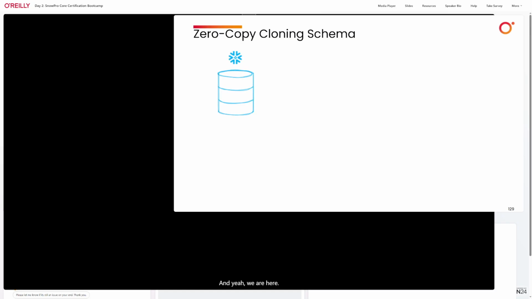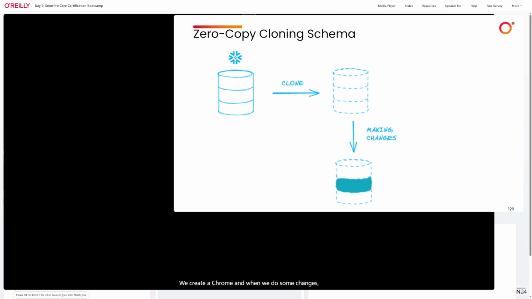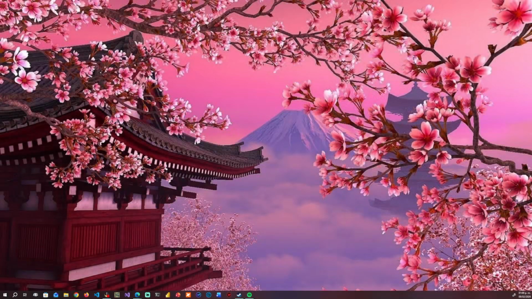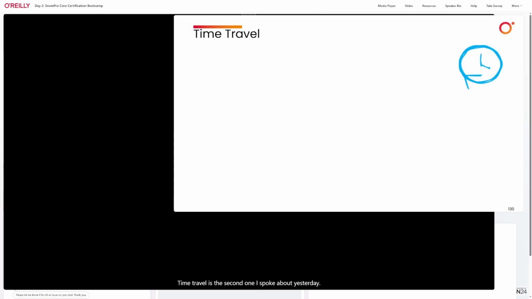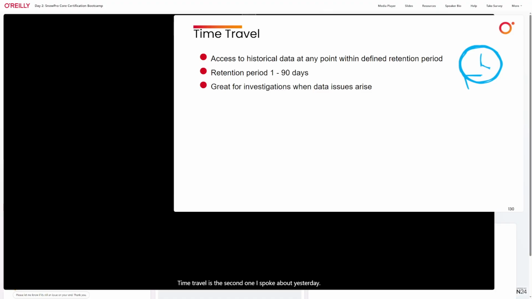And yeah, we have simple schema. So we have original object, we create a clone, and when we do some changes, the changes are done only on that small portion of the data, meaning on that micro partition level. Also, only the micro partition will be updated, not all data. Time travel is the second one I spoke about yesterday.